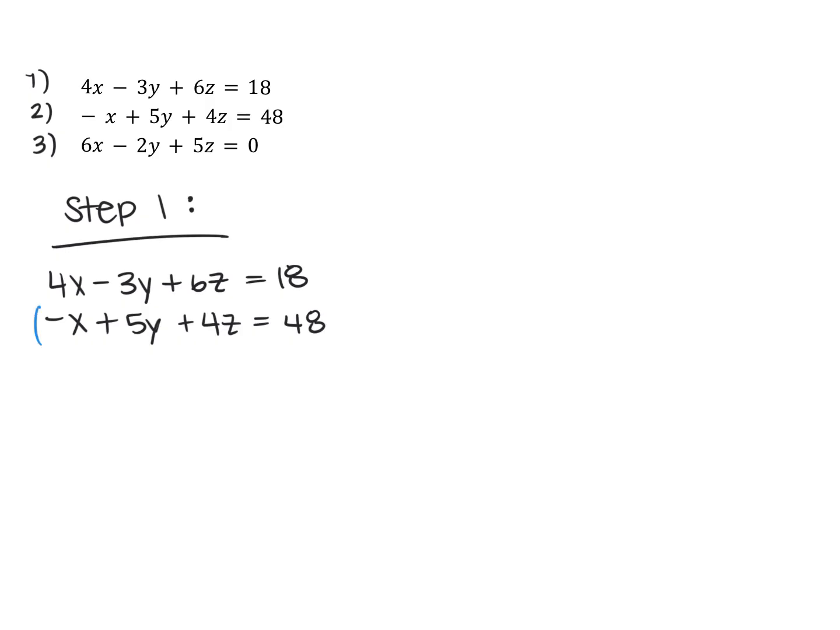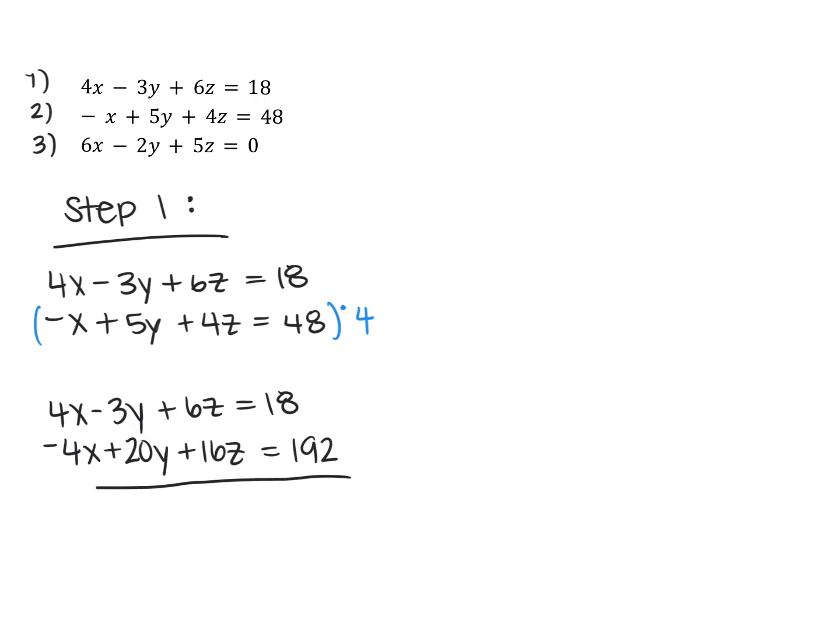We're going to be multiplying our second equation by 4. So the first equation doesn't change. Then for our second equation, we get negative 4x plus 20y plus 16z equals 192. Add them together, the x's cancel. We get 17y plus 22z equals 210.